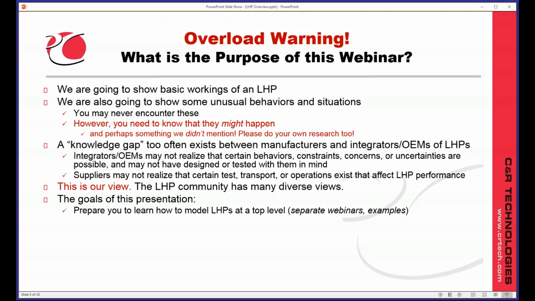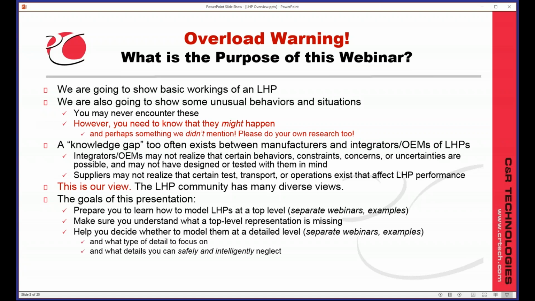The purpose of this presentation, why we're giving you this overload, is basically to help you learn how to begin to model LHPs at a top level, which is the next webinar, but also to make sure you understand what a top level representation, a system level model, is missing, what kind of things could happen that won't happen in your model. So if you make a system level model and everything works great, it doesn't mean that the LHP will work great, that you may have missed something.